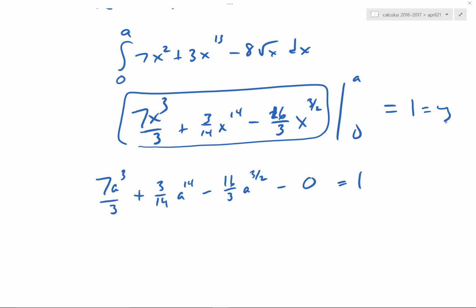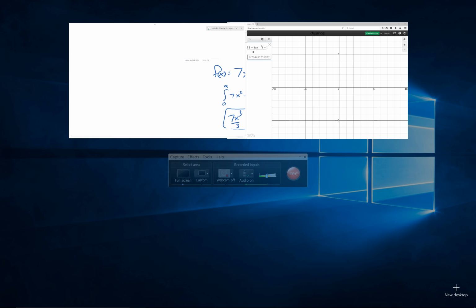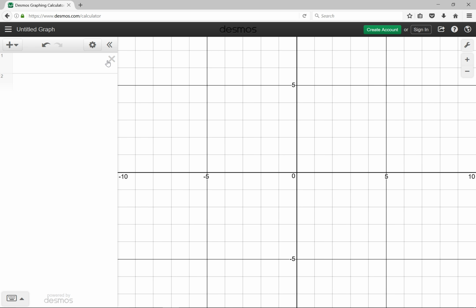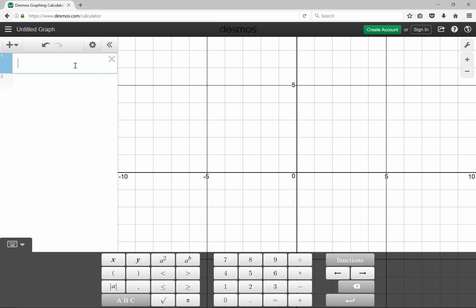All right, what did you get? 1.231. Do you agree, Hallie? I don't know if I trust you, Mr. Grimm. I don't either. Let's do it. What is the problem? So is it 7/3? What was the antiderivative? Oh, 7x cubed over 3. Let's just check it out.